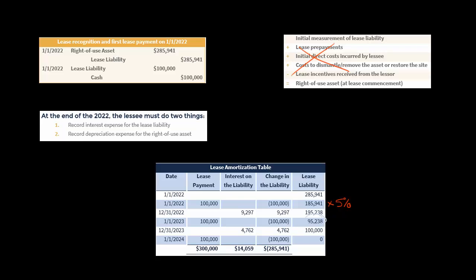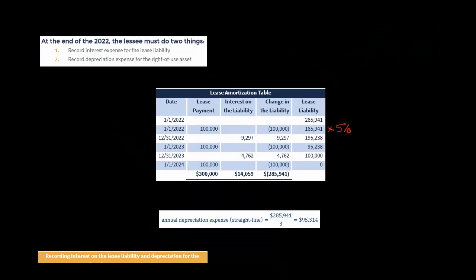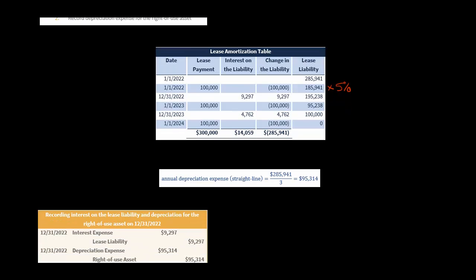Now I've got to change my color here. A little problem with my pen. There we go. So we went from $195,238 to $95,238 when there's a $100,000 payment. But that's a lot to take in, so let's go back a little bit over the basics.